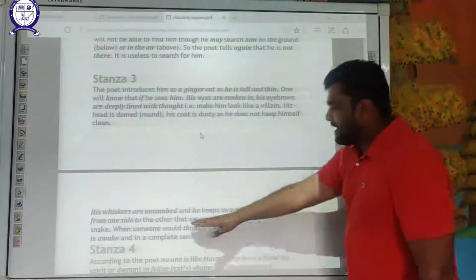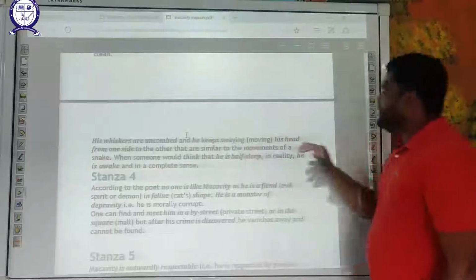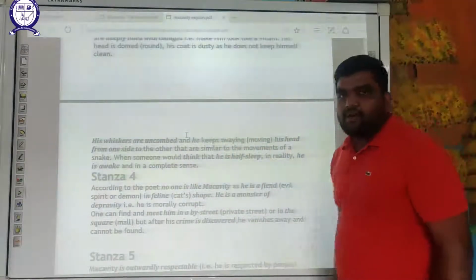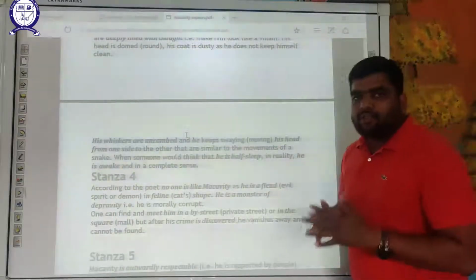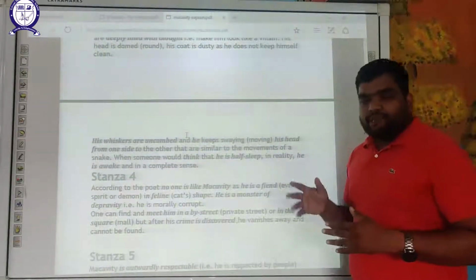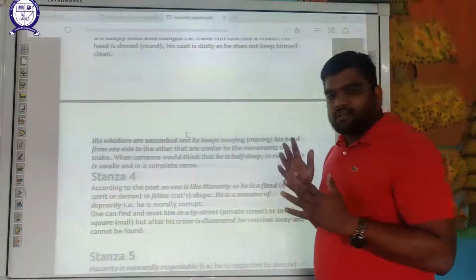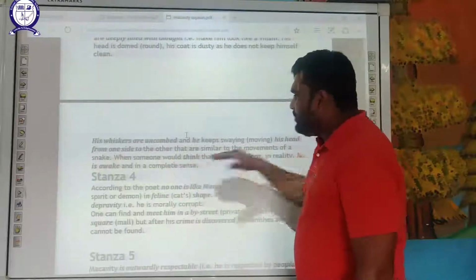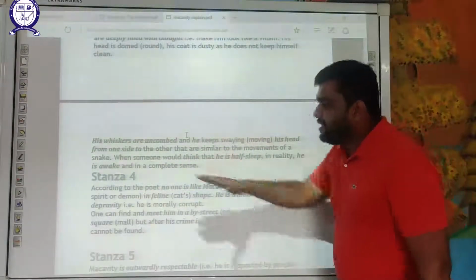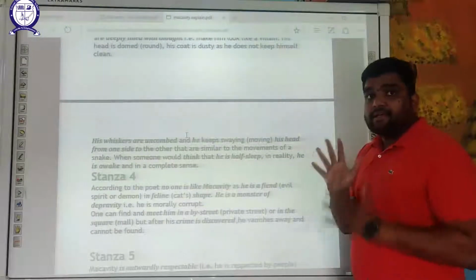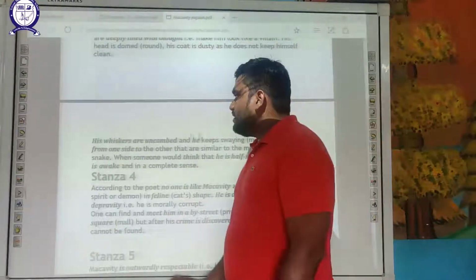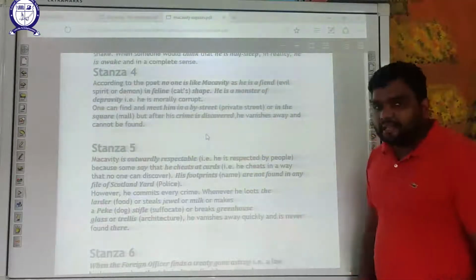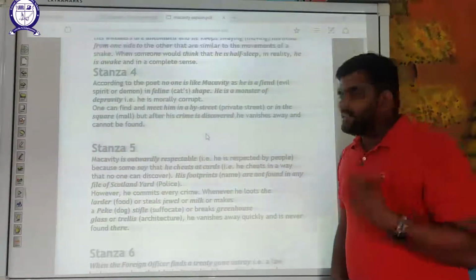Okay. His whiskers are uncombed and he keeps swaying his head from one side to the other, that are similar to the movements of a snake. Okay, the poet is saying that Macavity, the mystery cat, keeps swaying the head just like a snake sways his head. Okay. Well, someone would think that he is half asleep. In reality, Macavity is awake and in complete sense. Okay, we may think that it is a half asleep. It is not in its complete sense, but in actual is awake and in complete sense.